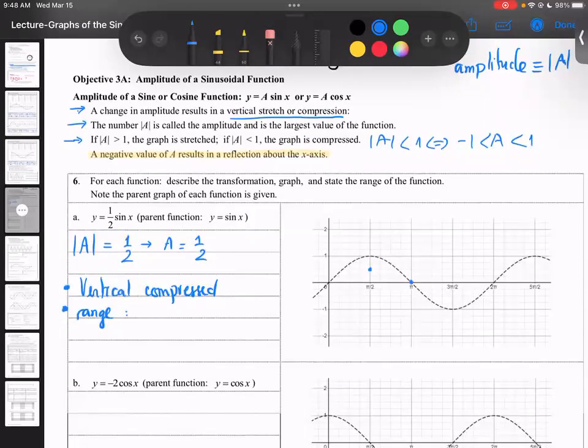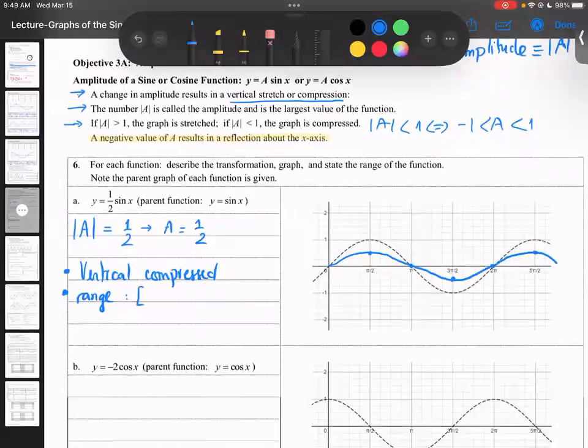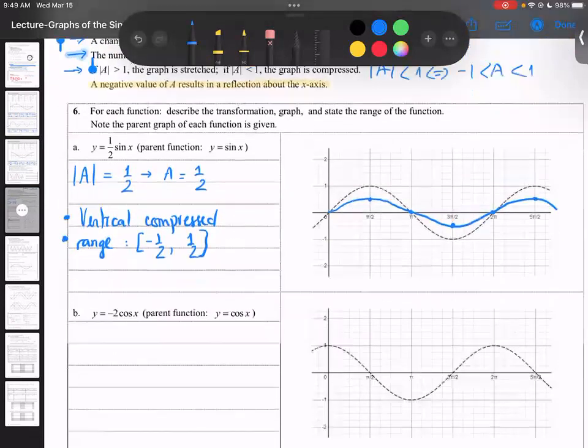My x-intercept does not change. My minimum instead of -1 is -1/2. X-intercept does not change. Maximum 1/2. You can connect the dots. Make sure you put the little curve to it. I like curves. So if you look at the green one, the range goes from -1/2 to 1/2. How do you determine the range even without graphing? Using what? The amplitude.